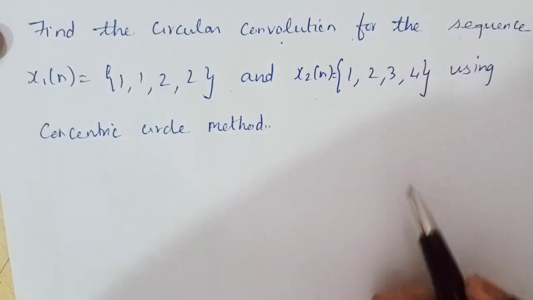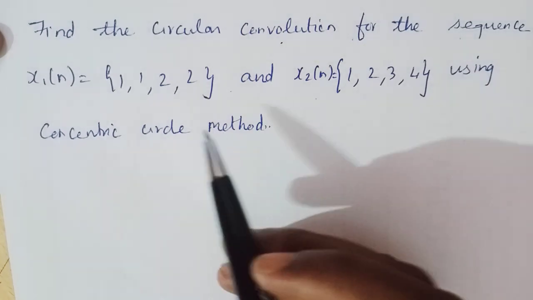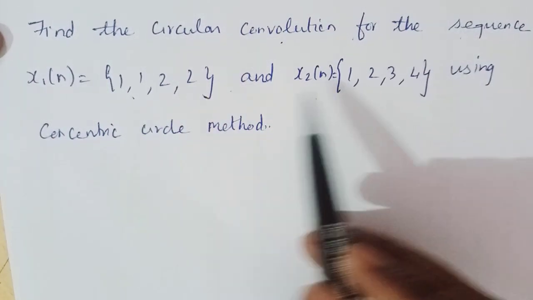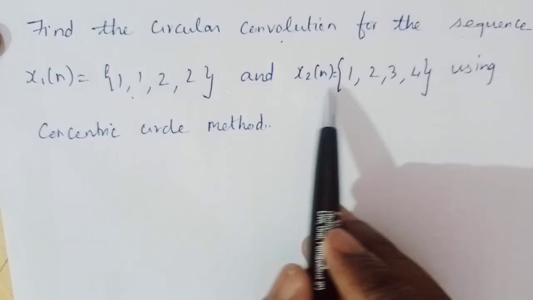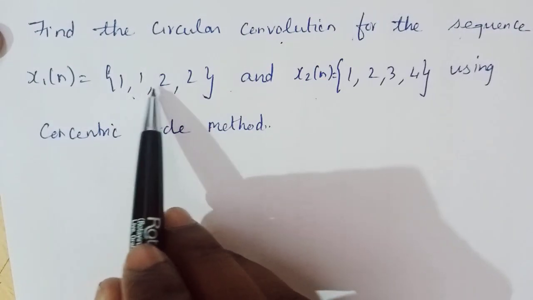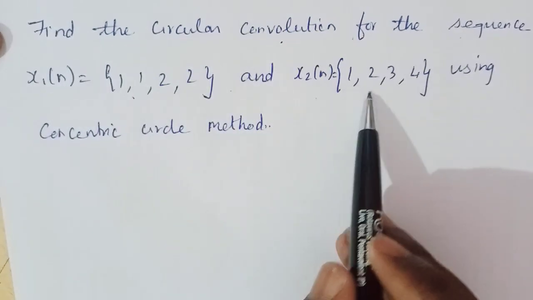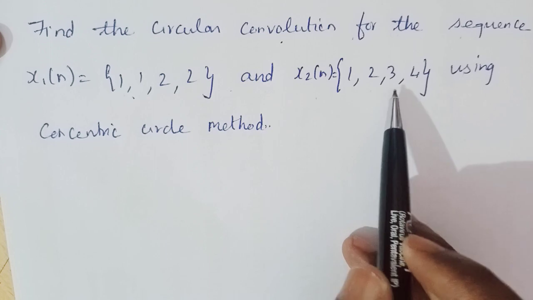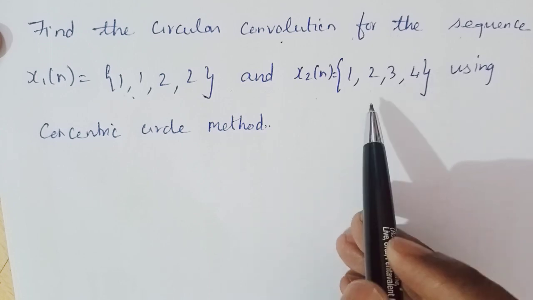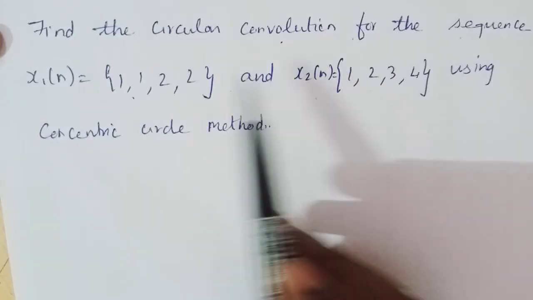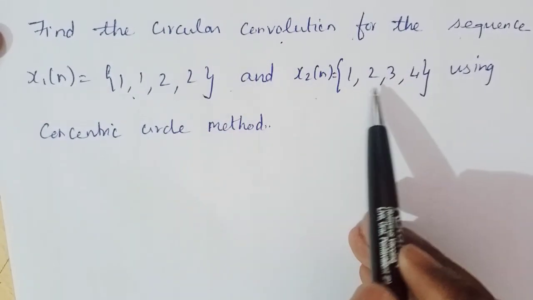Before we go for this method, the first thing we need to do is find the length of the sequences. We have two input sequences, x1(n) and x2(n). The length of x1(n) is 4, and the length of x2(n) is also 4. The first condition is that the lengths of both input sequences should be the same. Here it is 4 and 4, so there's no issue.